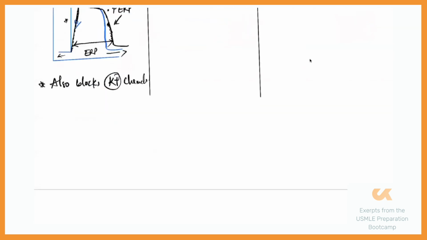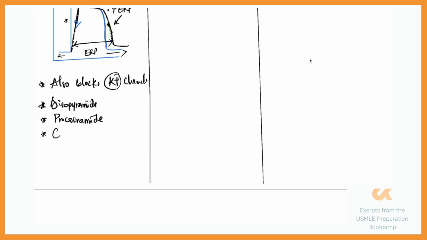The next thing, of course, you have to know are the medications in class 1A. We have disopyramide, procainamide, and quinidine. Those are the medications under class 1A. There are mnemonics you can use to learn them. I don't know if you would find that useful. All right, so bear that in mind.